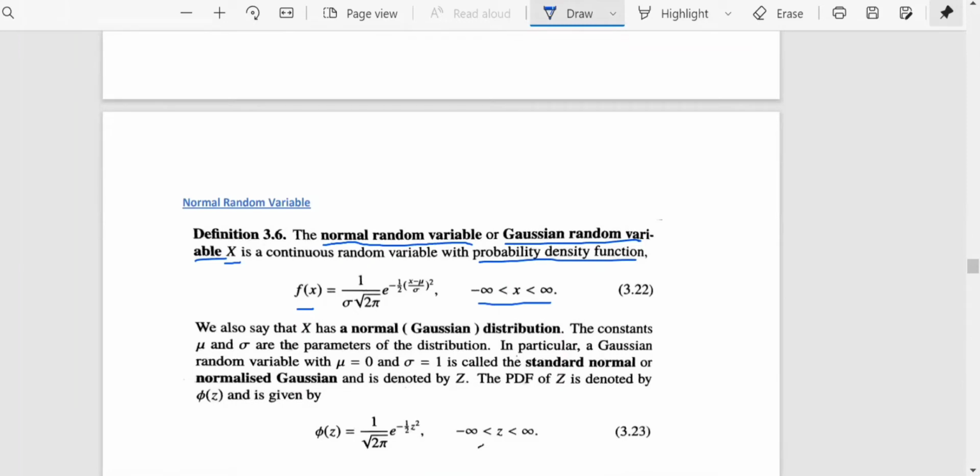Now, if the mean mu is equal to 0 and sigma is equal to 1, we call the variable standard normal or normalized Gaussian variable, and it is denoted by z. So it is of the form 1 by root of 2 pi e raised to minus 1 by 2 z square, where z is also varying from 0 to infinity.